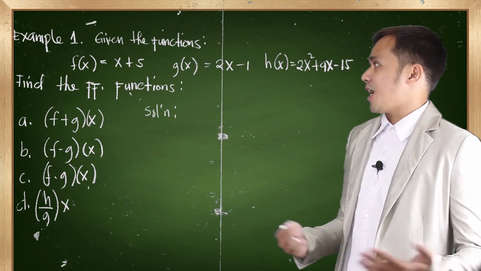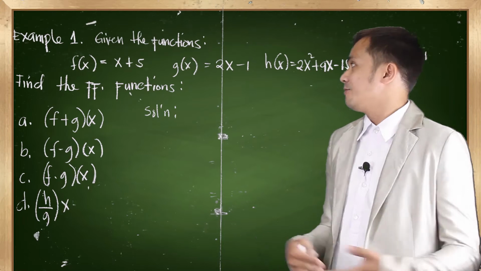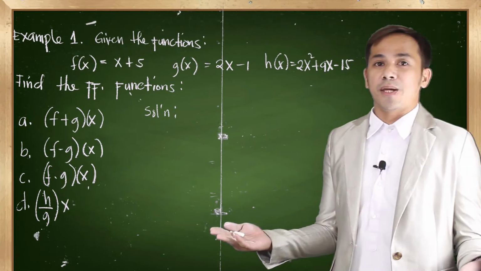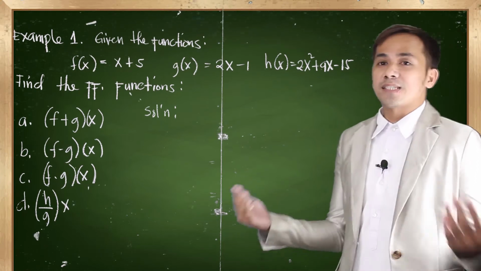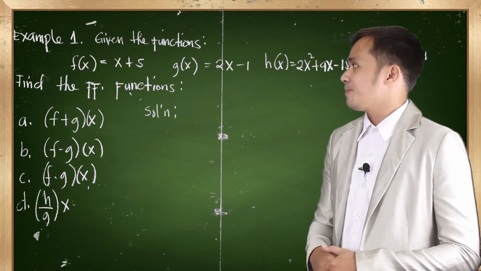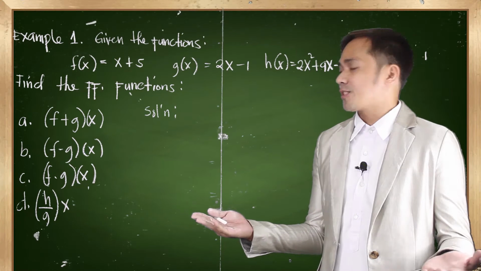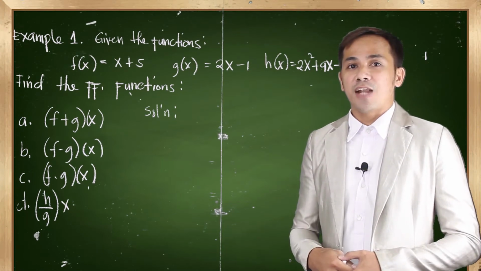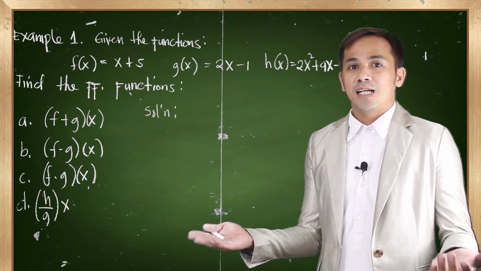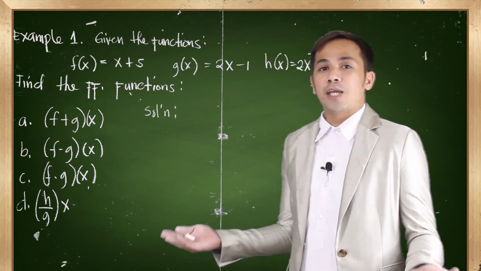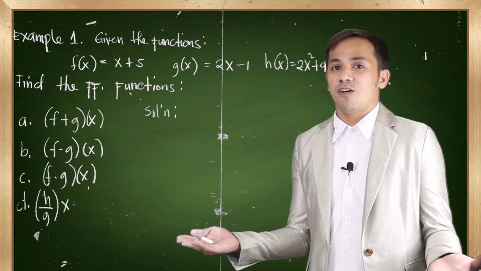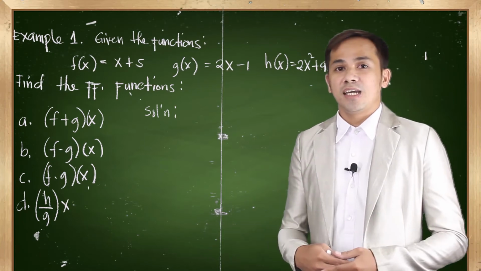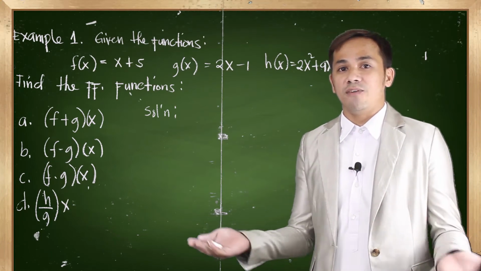Let us consider this example. Given the functions f of x equals x plus 5, g of x equals 2x minus 1, and h of x equals 2x squared plus 9x minus 15, find the following functions. Letter A, f plus g of x. Letter B, f minus g of x. Letter C, f times g of x. And letter D, h divided by g of x.